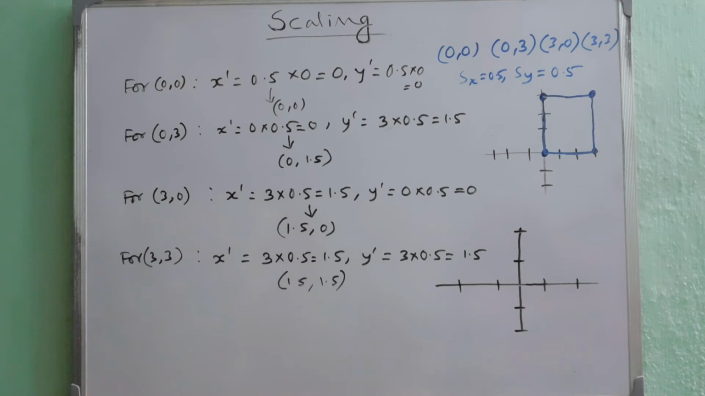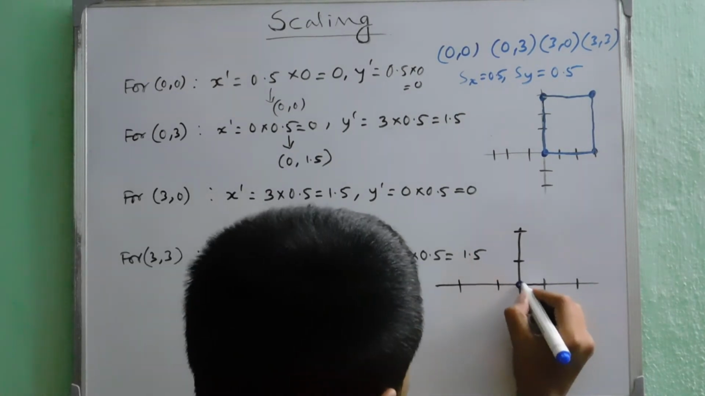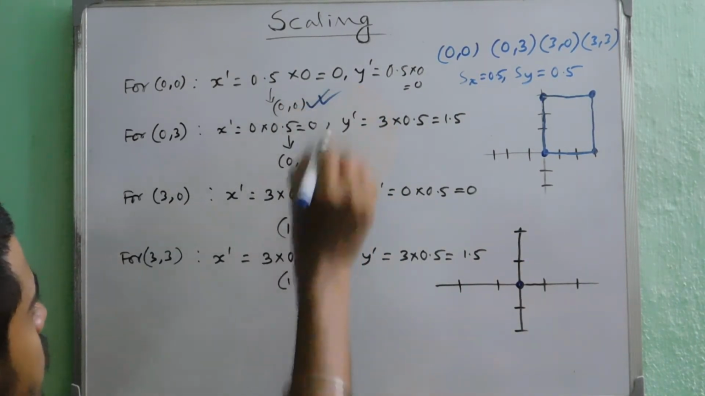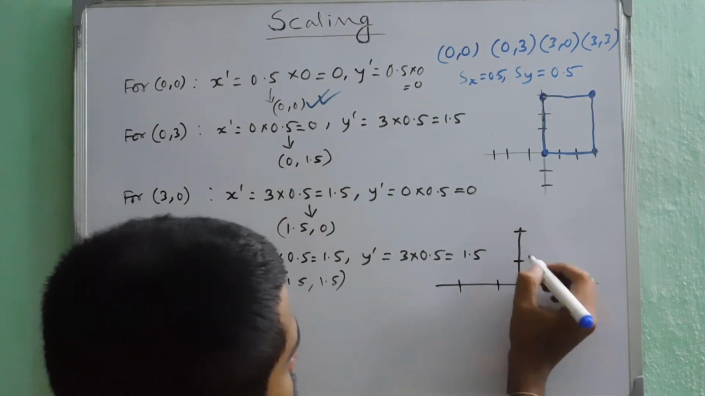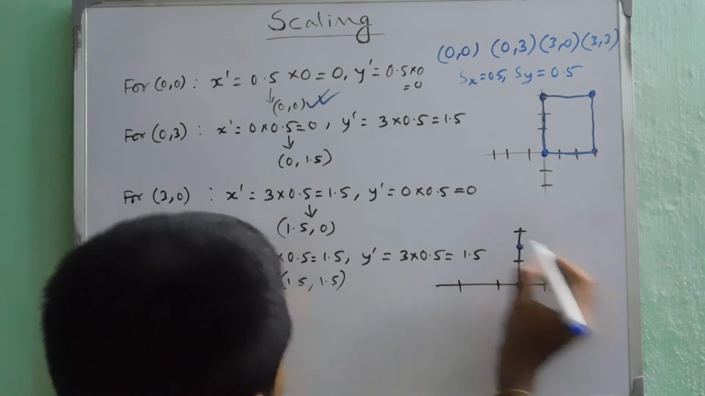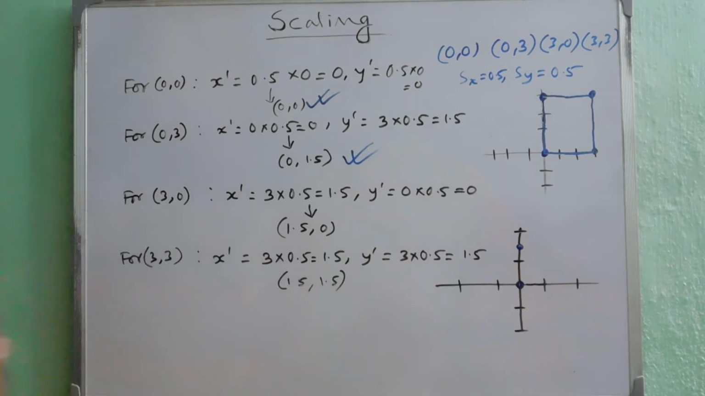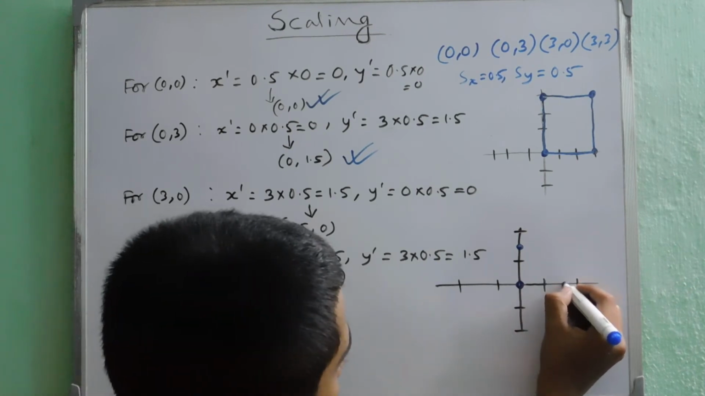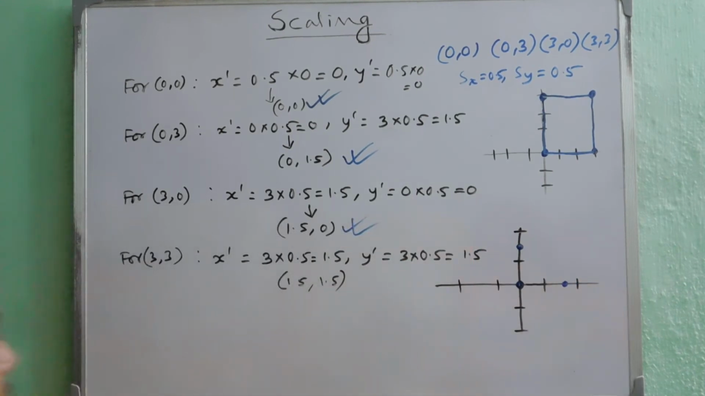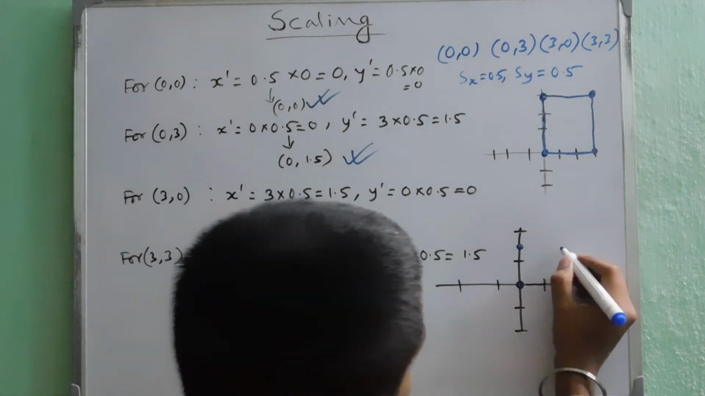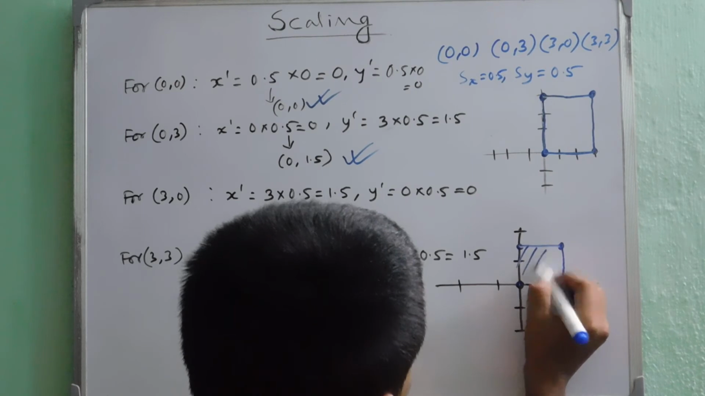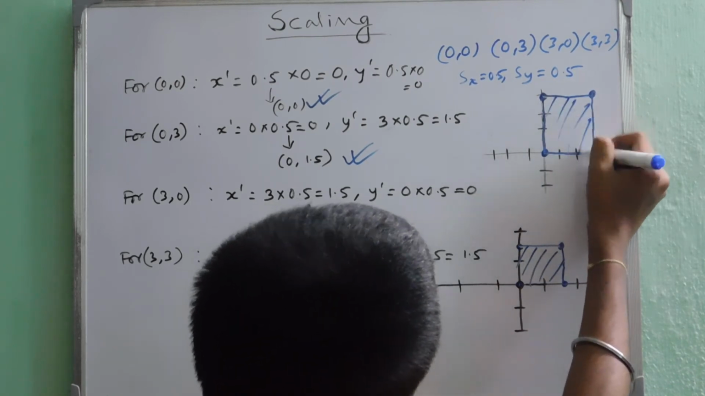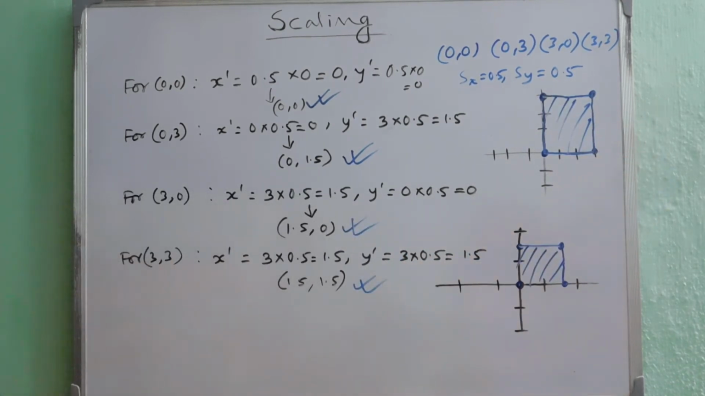Okay, so first point is at 0 comma 0, as you can see here, 0 comma 0 plotted. Then we have 0 comma 1.5, so 0 comma 1.5 will lie here, so plotted. Then we have 1.5 comma 0, so it will be here, so this is also plotted. And finally we have 1.5 comma 1.5, that is here. As you can see, the size has reduced after scaling.